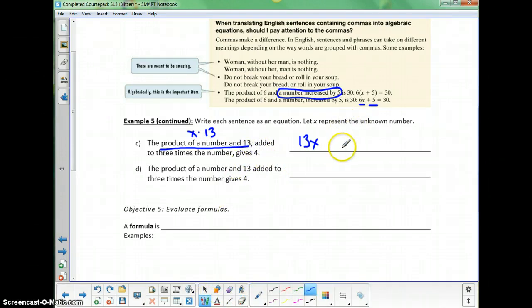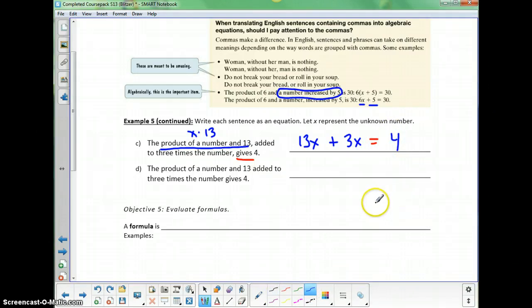Then added to 3 times the number. Gives is another equals word, so equals 4.